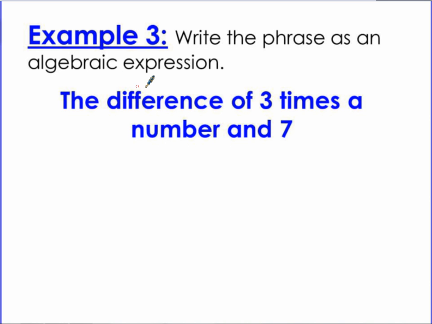Example 3. The difference. Difference means subtract. Of is parentheses. 3 times a number. I don't know what that number is. So again, times is multiplication. A number, I'm just going to use x. So it's the difference of this entire thing. 3 times a number and 7. So 3 times a number would be 3 times x. And you can just write that as 3x. And I'm going to subtract, because it's the difference of these two things, that number and 7.